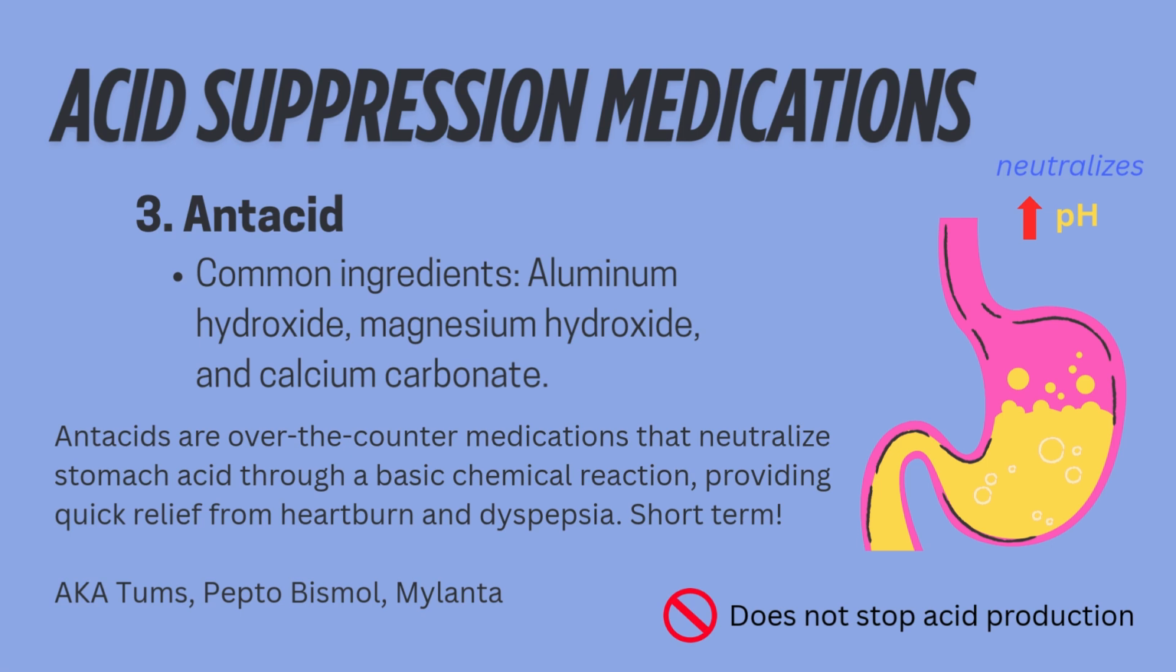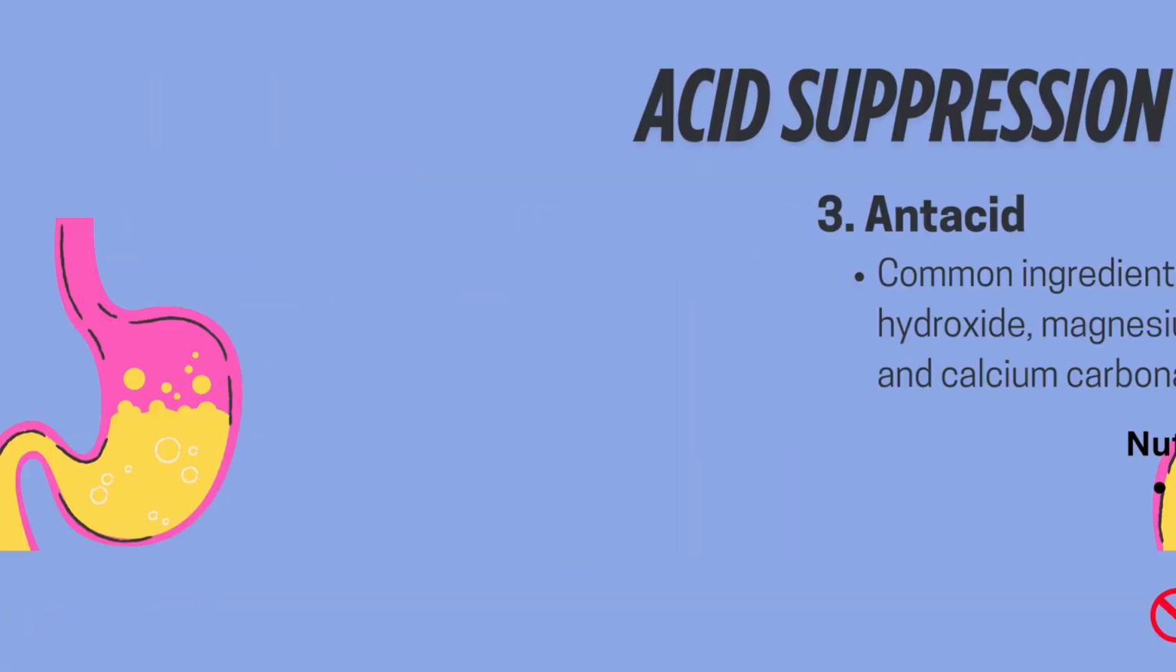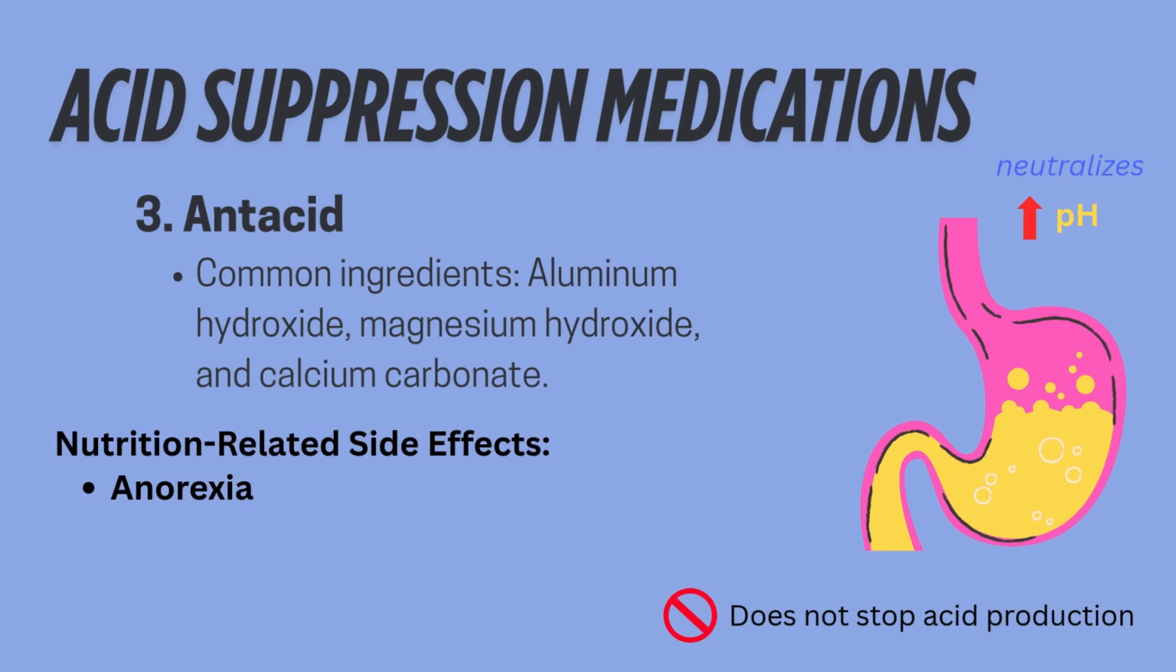It's short-term use. Now, for the nutrition-related side effects, what we need to know is it could cause anorexia. And I'm sure you're thinking what I'm thinking, which is, why the heck would something like Tums cause anorexia? But this is the type of thing that you should be aware of for the RD exam. Why? Let's think about why. And I'm sure you know that we're not talking about anorexia nervosa. We're talking about malnutrition anorexia.